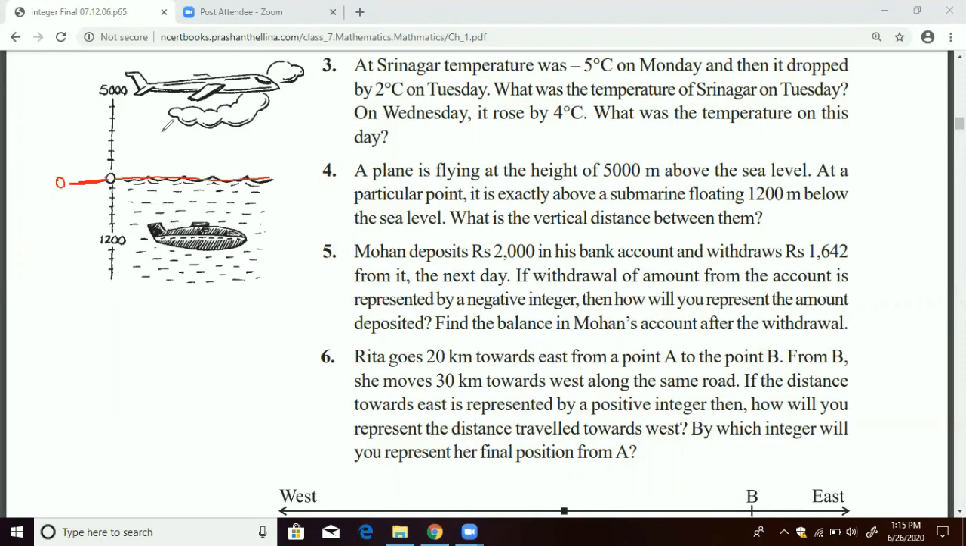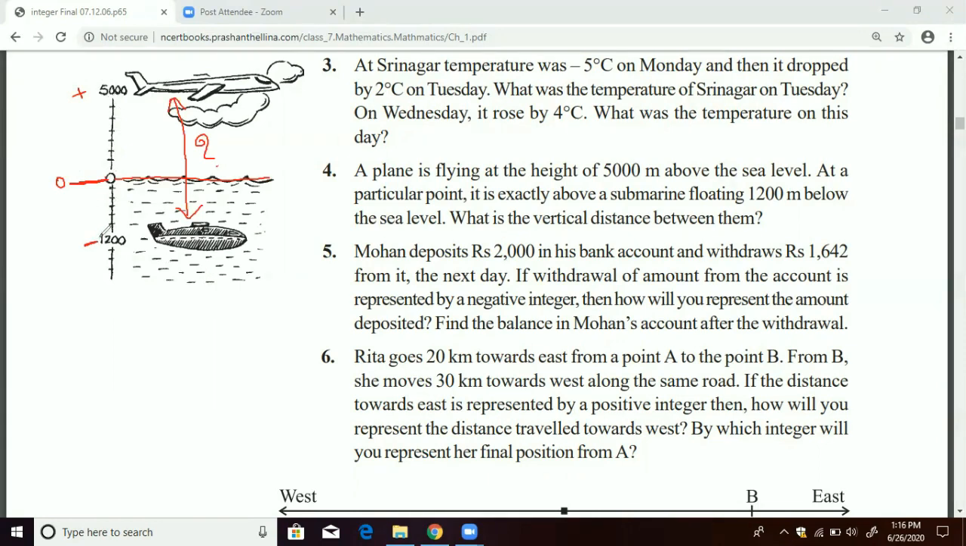What we want to find is the vertical distance between this aeroplane and this submarine. This is the distance we want to find. So we are finding the difference between these two values. If you are considering this as a negative value and this as a positive value, you can find the difference between these two numbers.